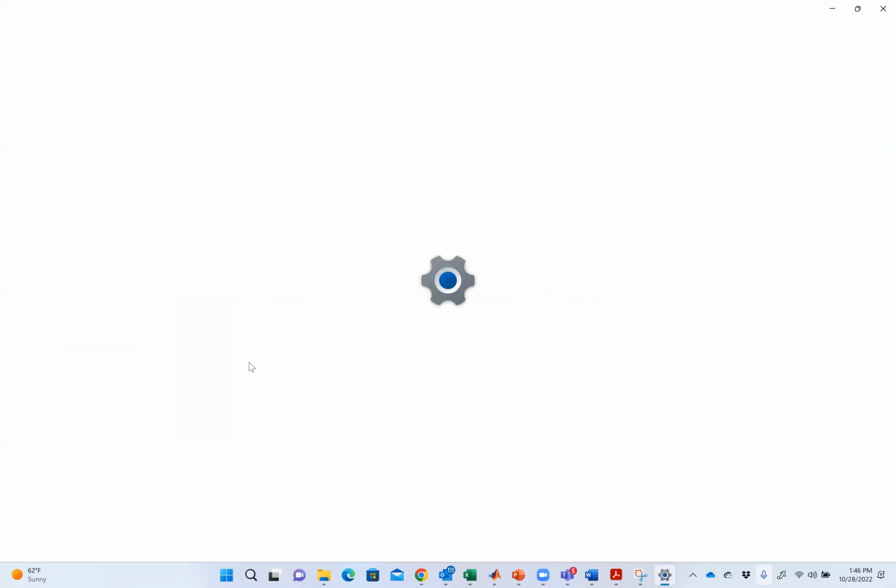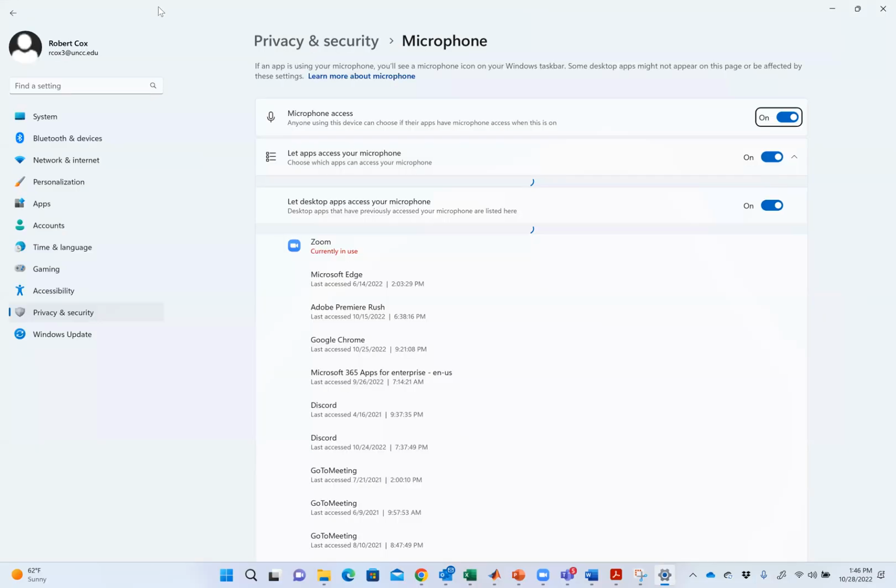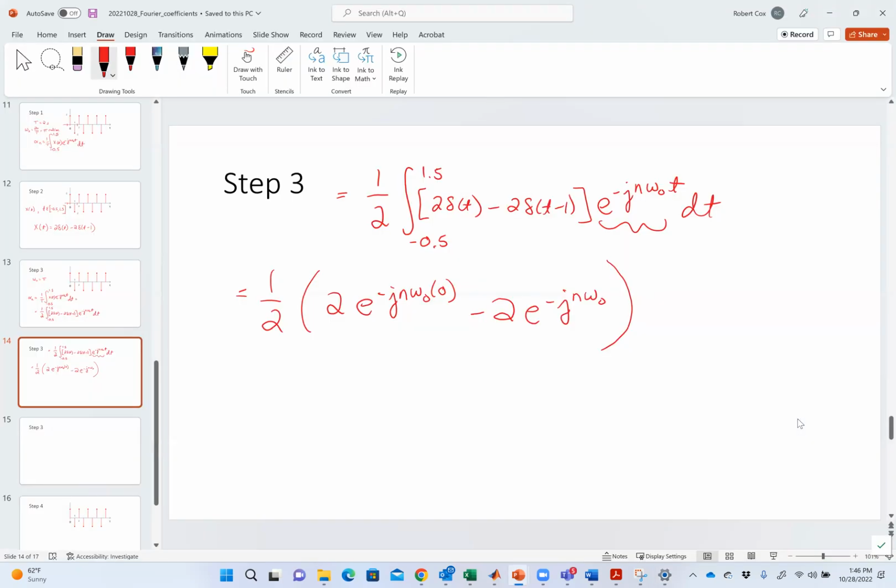So what did I just do? All right. What do I do with that? Well, at this point I can plug it into MATLAB, but I'm going to simplify one more step. What's e to the negative j, blah, blah, blah, times 0? 1, right? And I got a 2 in each term, and I got a 1/2. So I'm going to say I've got 1 minus e to the negative j n omega naught. That now is my answer.